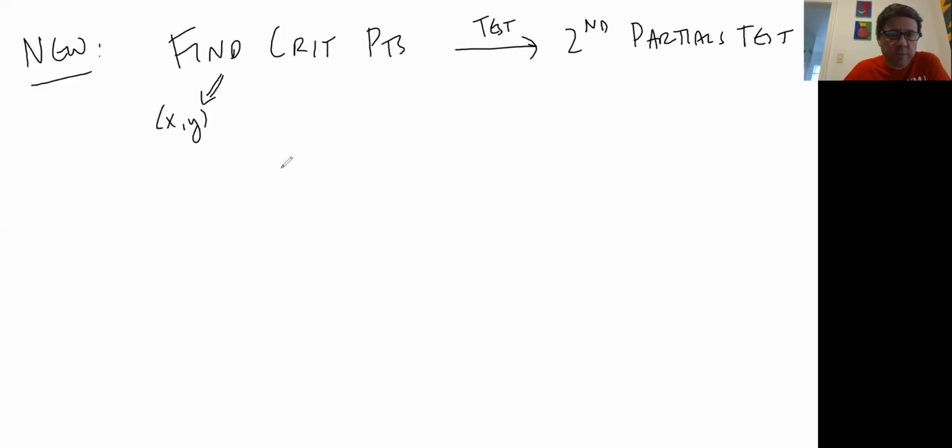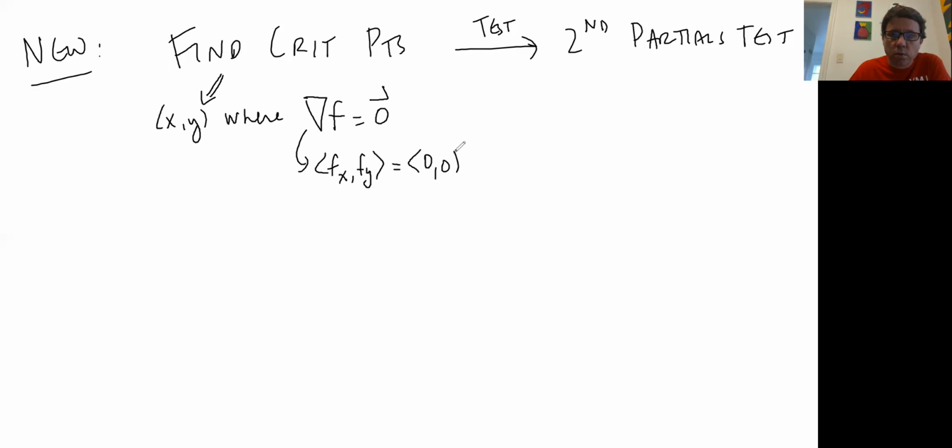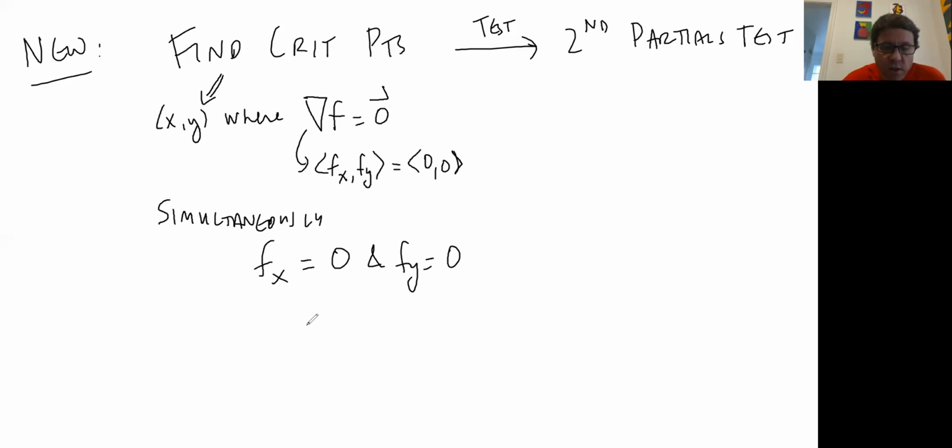So the critical points now are going to be x, y points, right? Because we're in 3D, where the gradient is the 0 vector. Okay, so what does that mean? Remember, the gradient vector is the vector of the x derivative and the y derivative. So that has to be the 0, 0 vector. That means that simultaneously the first partial derivative for x has to be 0, and the first partial derivative of y has to be 0. Then you solve those simultaneously, as a system of equations, and that will give you your points where the gradient is 0.